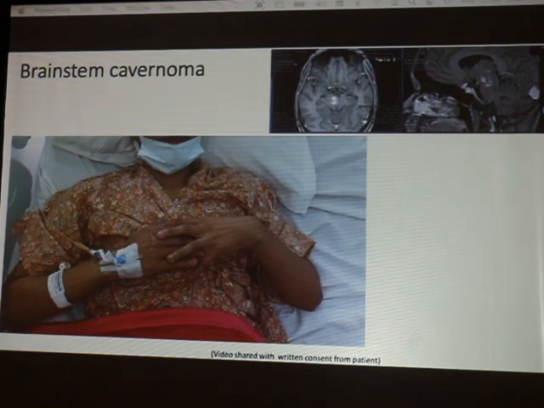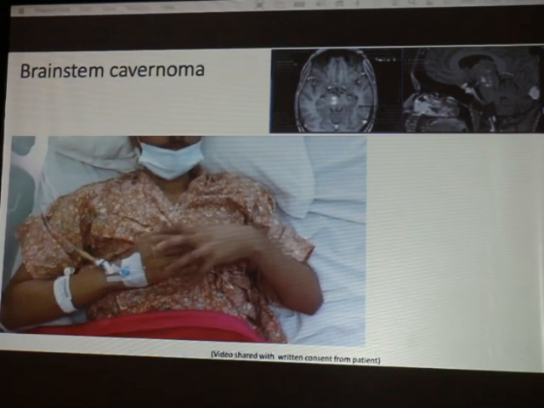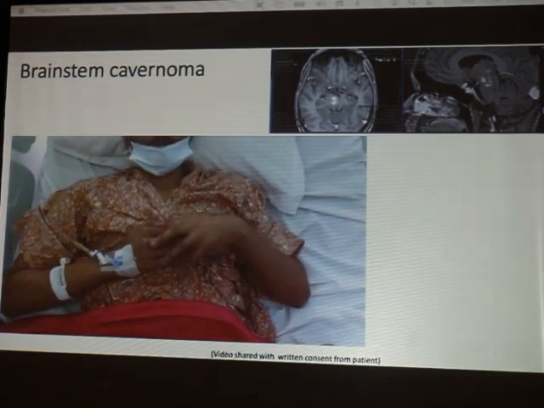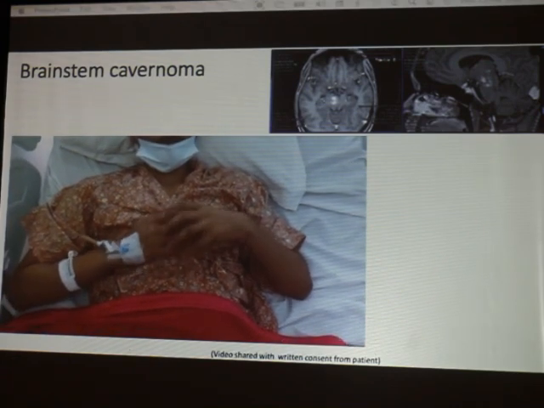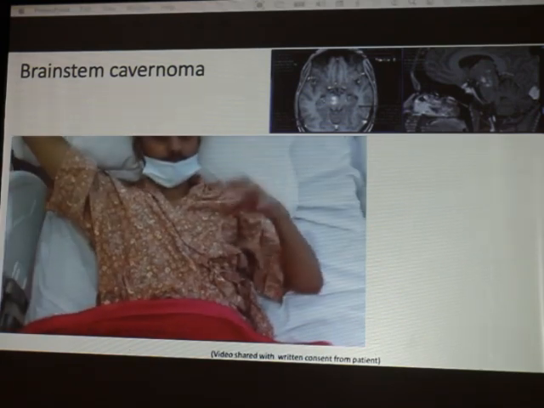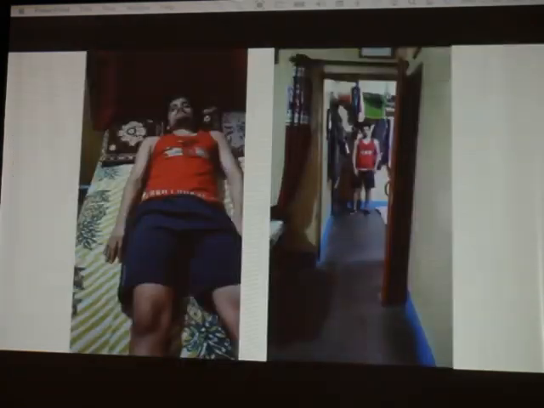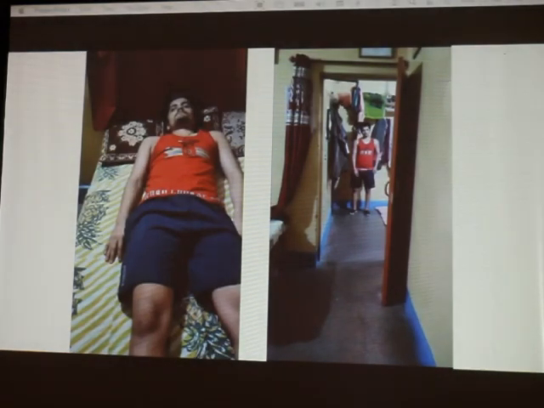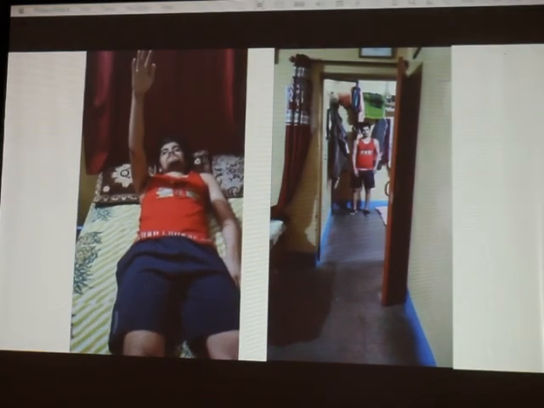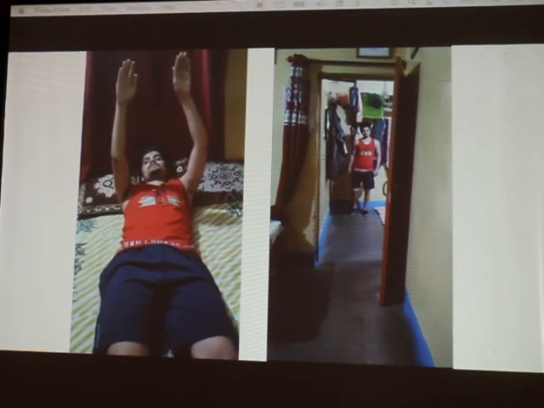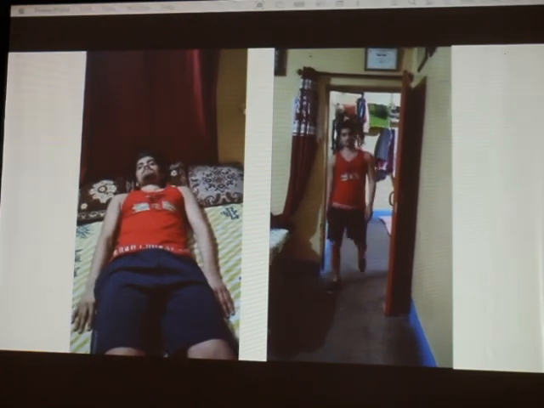This is a case of brainstem cavernoma which cannot be taken care of with surgery. The patient had severe involuntary movement pre-treatment, and as surgery could not be done, the patient was unable to lie down, and this constant movement was present 24 hours a day. So we did radiosurgery for this patient, and you can see the post-treatment response. The tremor has gone and the patient is able to move the limbs and hold the limb without any tremor, and the patient is able to walk without any support.